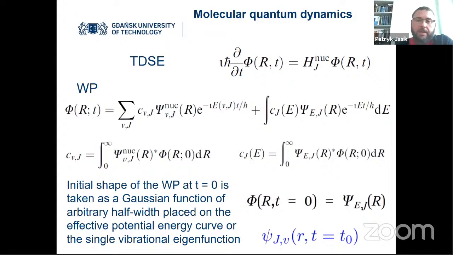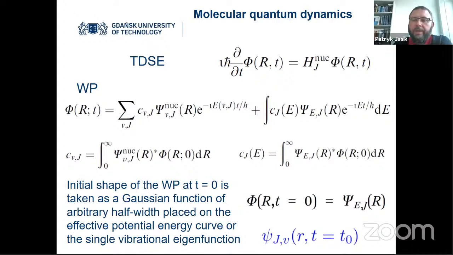Okay, now I would like to say something about molecular quantum dynamics. We used the time-dependent Schrödinger equation. It is also the standard approach with the wave packet, which is defined like this. And here you can see psi nodes Vj and psi Ej. These wave functions are eigenfunctions of the nuclear Hamiltonian, which I showed you before.